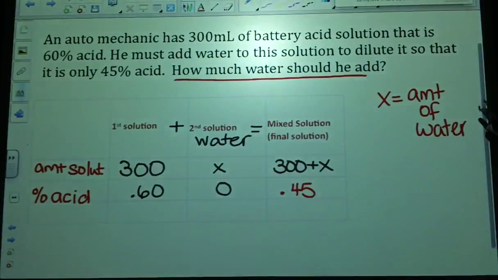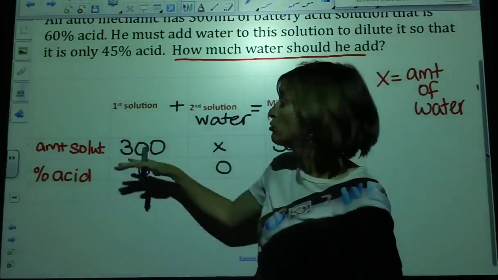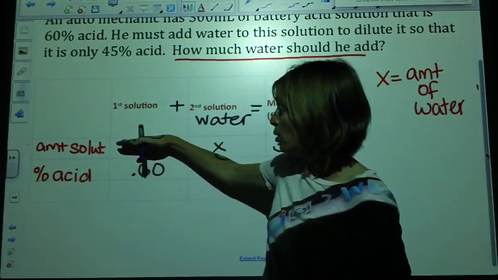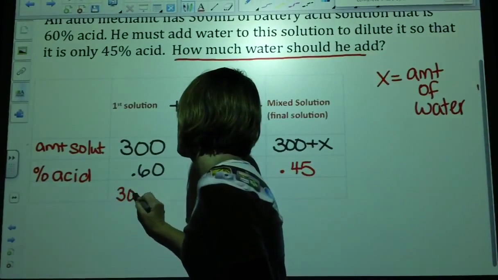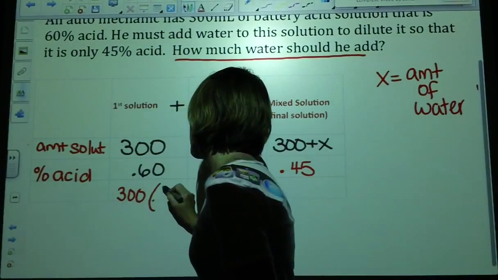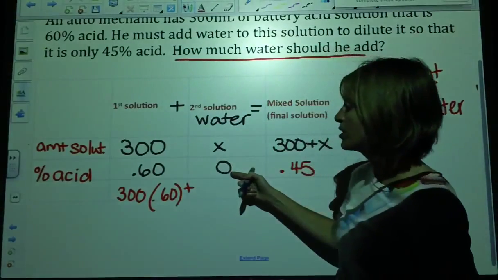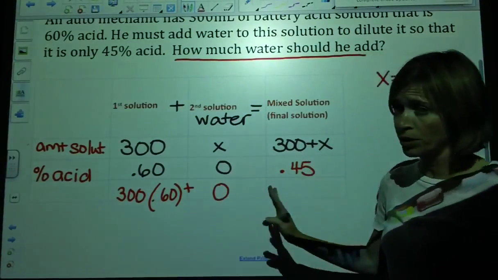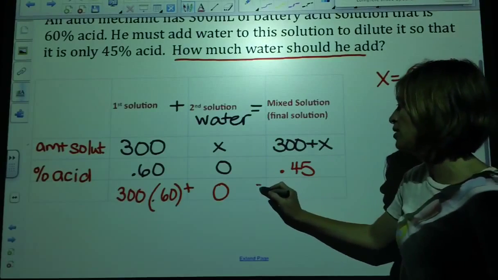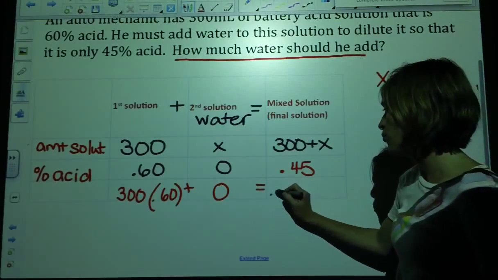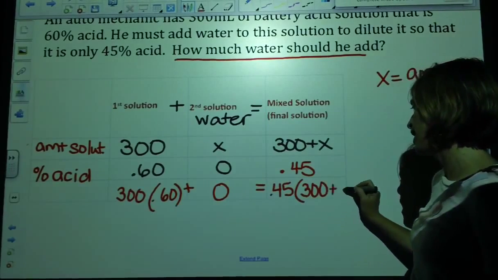All right, so now here's the part that's a little bit different with the charts. You have to multiply your two components. So I'm going to multiply 300 times 0.60. And that's what I gave you for that last box. So times 0.60 plus x times 0 is going to give me 0. I'm just going to put it there so we see it. And then we've got our final solution, our mixed solution. It's going to be equal, so 0.45 times (300 plus x).